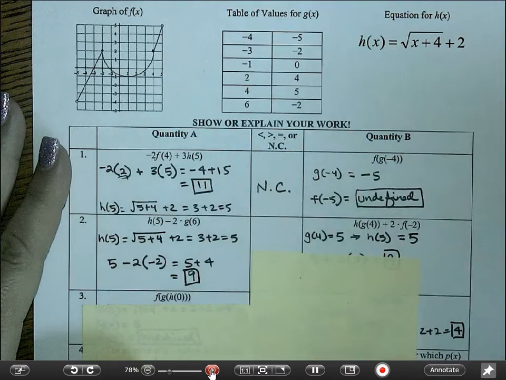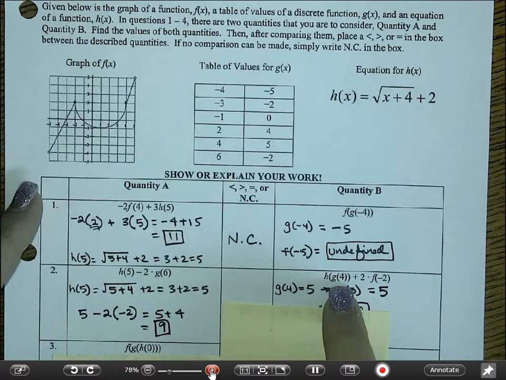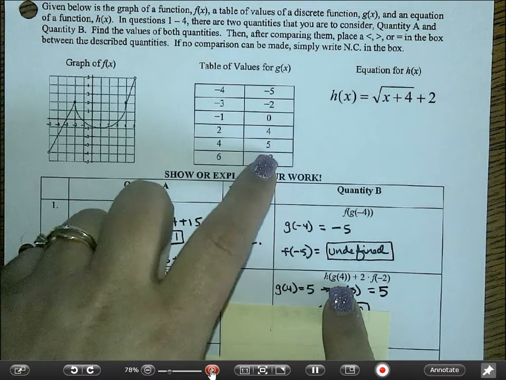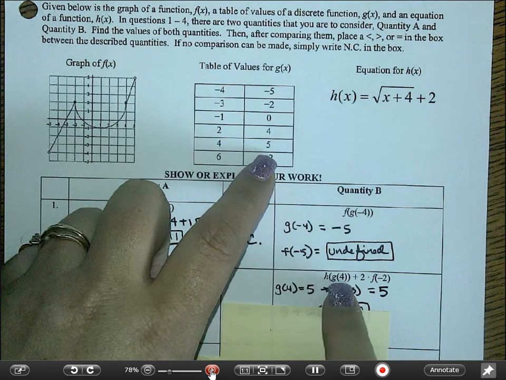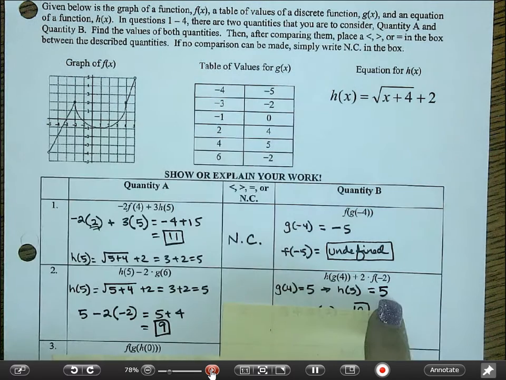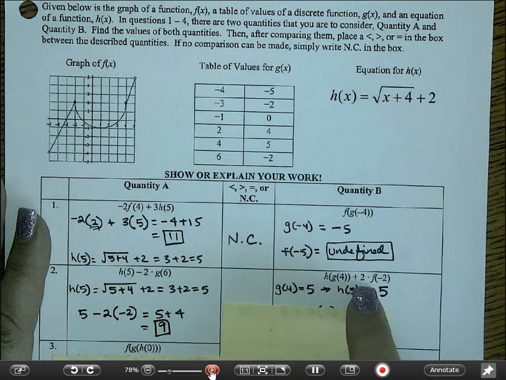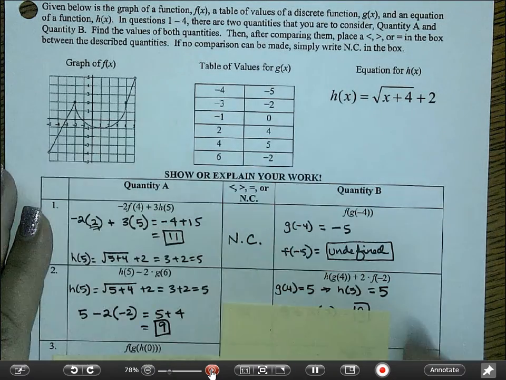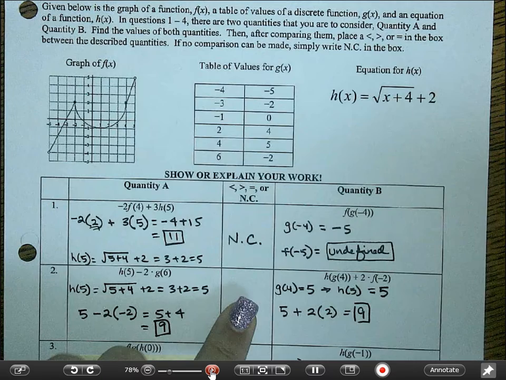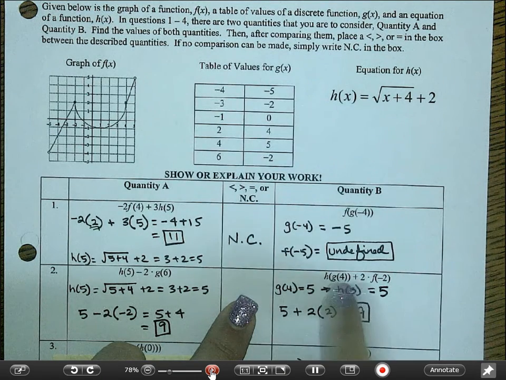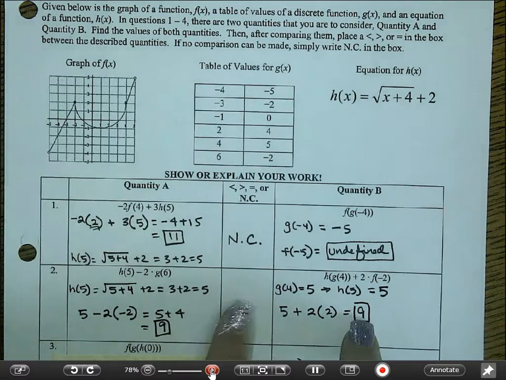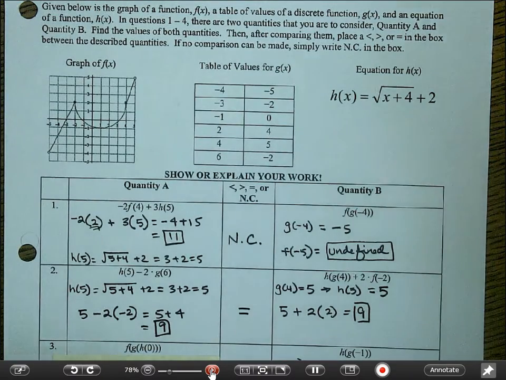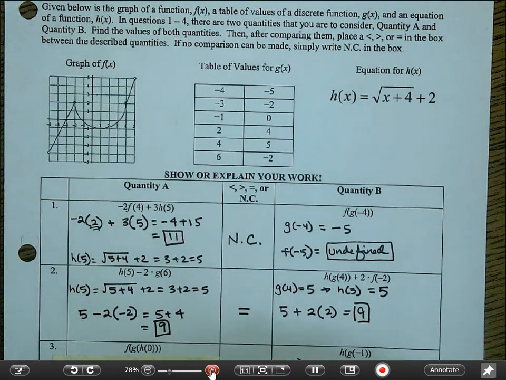So on this one, on g of 4, so when x is 4, we get 5, and then h of 5, we already found out is 5, plus 2 times f of negative 2. So when x is negative 2 in the f function, we have a 2. And so we've got 5 from this piece plus 2 times 2, which gives me 9. 9 equals 9. All right, so now let's go and take a look at number 3.